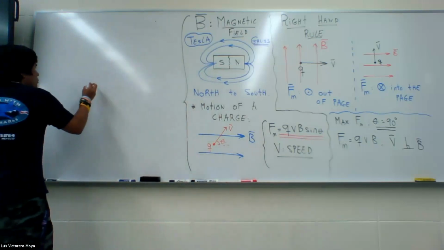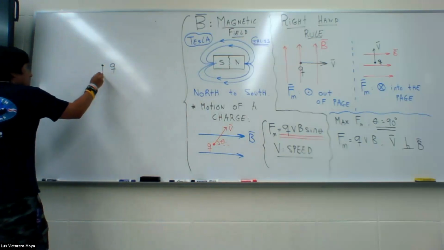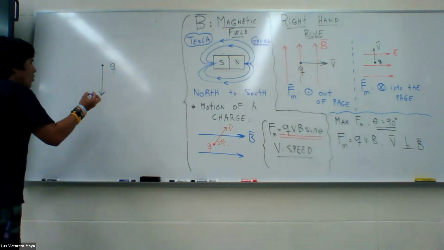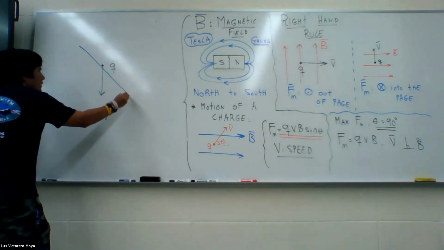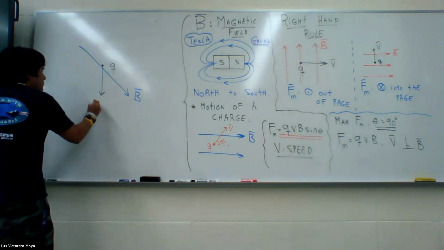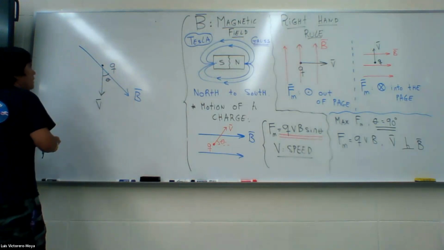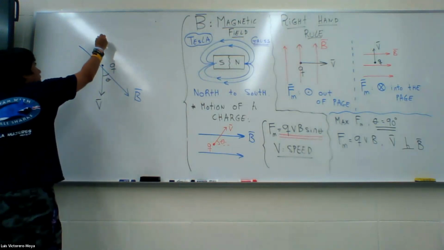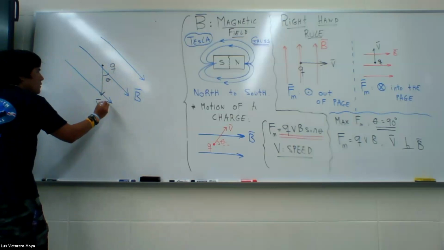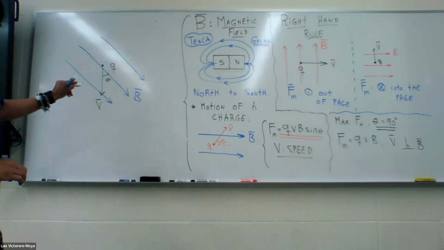So let's suppose you have a charge, positive, going downwards, and you have a field going like this. And that's the angle theta. In fact, normally they draw several lines just to show you this. So how do I use the right-hand rule in this situation?